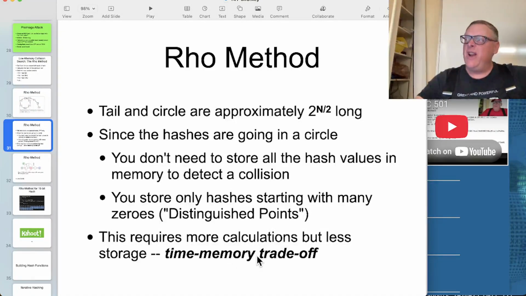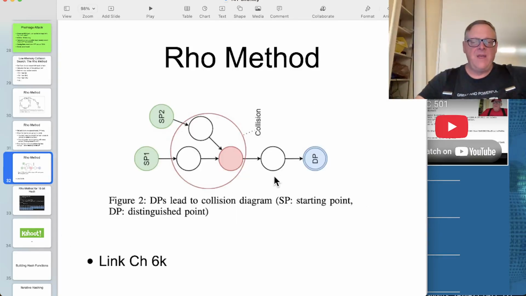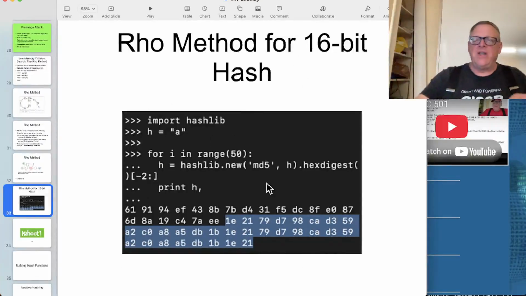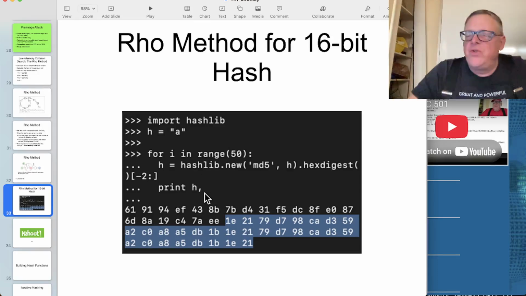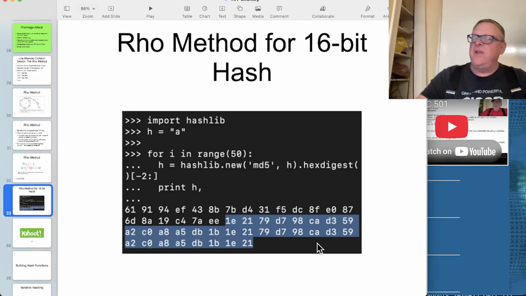It's a time-memory trade-off. You can use a little more time to use a lot less memory. And this is often the case: you can trade time for memory. So here's distinguished points leading to a collision. Another diagram showing it. And we did this in the project last time. For really short hash functions, you can just do it easily in Python. So let's try a Kahoot.